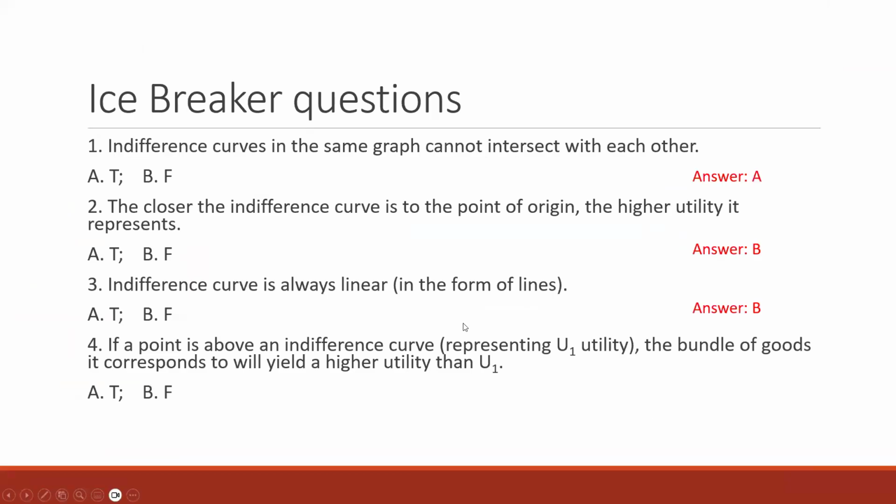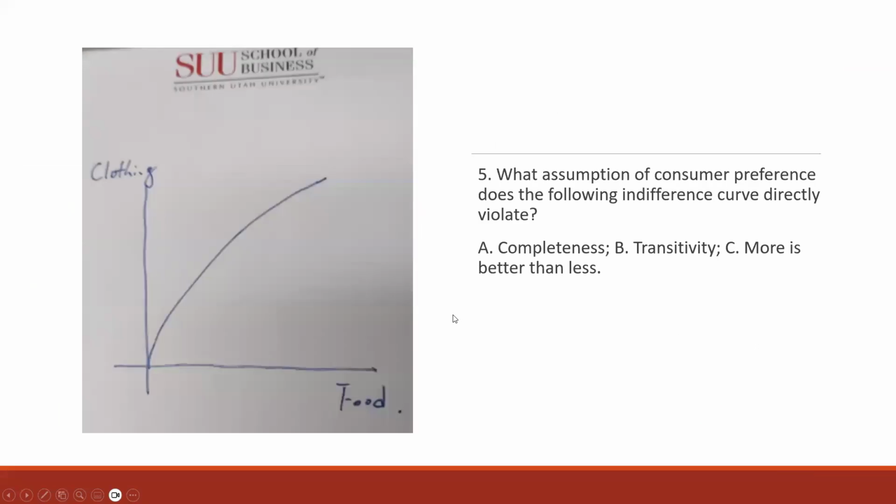And now let's look at question 5, which is a more challenging question. Let's look at this. What assumption of consumer preference does the following indifference curve directly violate? And here are those three assumptions: completeness, transitivity, more is better than less. Which one is violated? Okay, the answer is C, more is better than less.